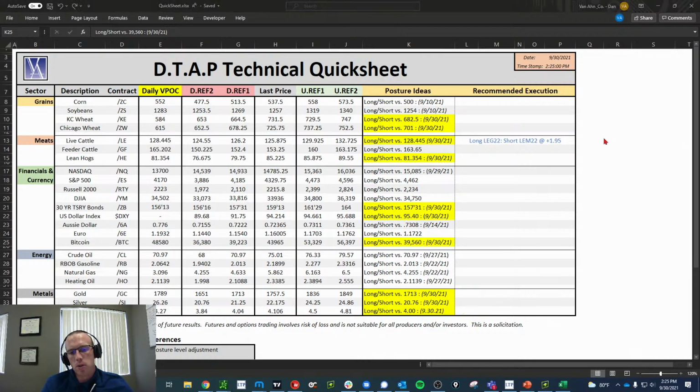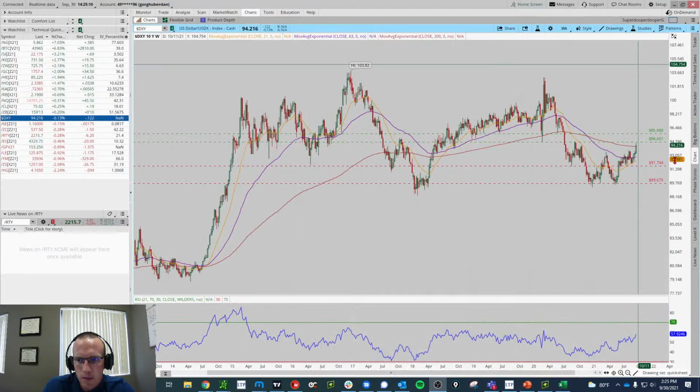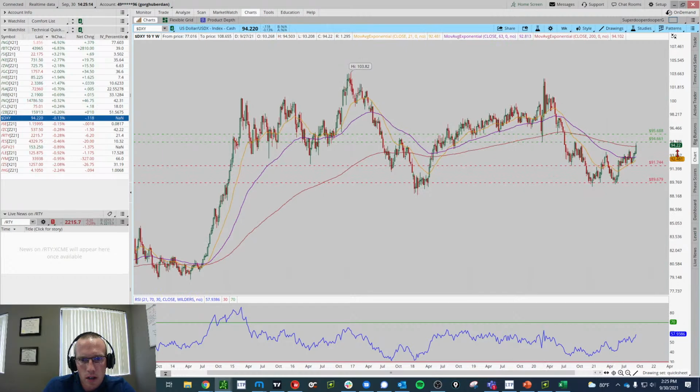More than happy to run through that with you and discuss opportunities and risk reward off of these levels. From there, we'll run into our charts here for the day. I'm going to start with the dollar index first, looking at a weekly chart here.